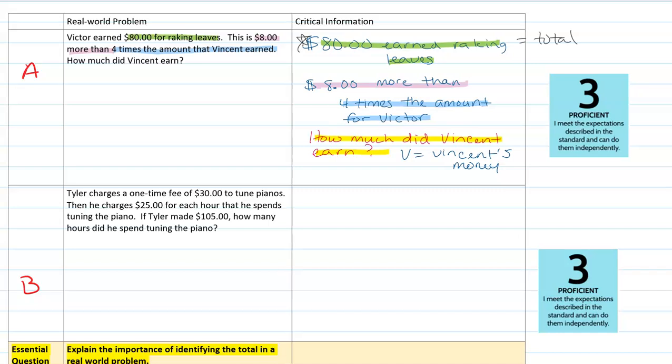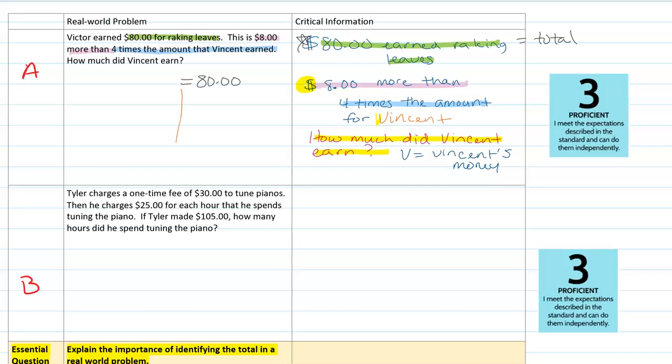I've never done this problem before, so let's see what we can do here. So we're going to put $80 as the total, and we'll put our equal sign. And then it gets a little confusing right about here. And I think you guys are thinking the same thing as me. $8 more than 4 times the amount for Victor. Oh, is it Victor? Oh, no. It should be Vincent here. Let me change that to Vincent. Sorry, I wasn't critically reading very well.